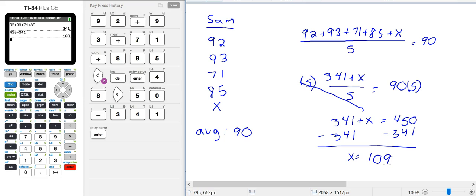So he would need to have a lot of extra credit in order to be able to get his average to be a 90. He would have to get a 109 on his next test in order that the average of all of his test scores should be 90.